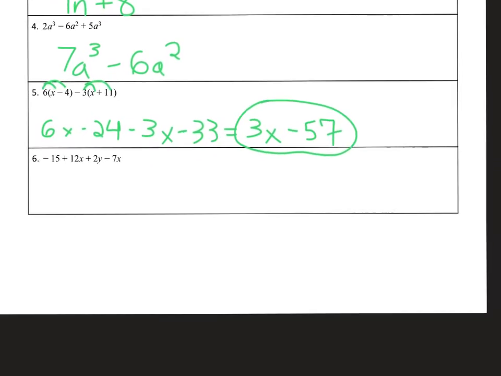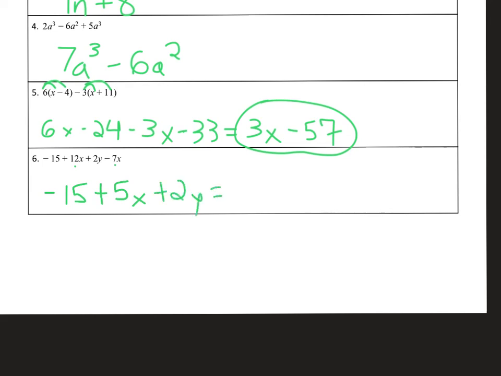And then finally, the last guided practice, number 6 down here, I look for my like terms. Usually I like reading left to right. So if I look at negative 15 and I don't see any like terms that go with negative 15, I'm just going to leave it negative 15. It doesn't have any like terms in this expression. Then I move to positive 12x. Its like term is negative 7x. I combine those, I get 5x. 2y doesn't have any like terms. I'm going to keep it as 2y.